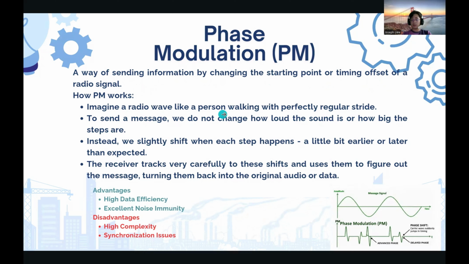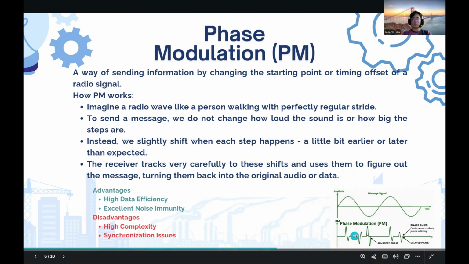Now imagine a radio wave like a person walking with a perfectly regular stride. To send a message, we do not change how loud the sound is or how big the steps are. Instead, we slightly shift when each step happens, maybe a little bit earlier or a little bit later than we expected. Finally, the receiver checks very carefully for these shifts and uses them to figure out the message, turning them back into the original audio or data. So the shift in the timing is like this, in which the waveform may change a little bit earlier or later than we expected, defined as advanced phase or delayed phase here.